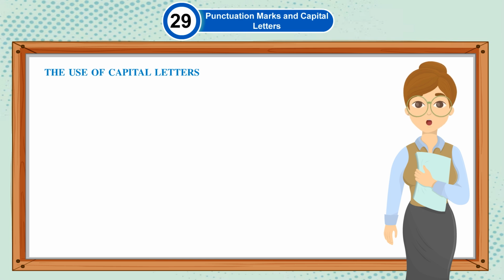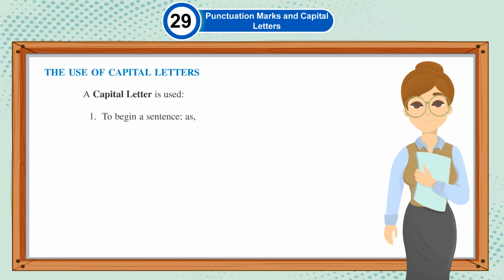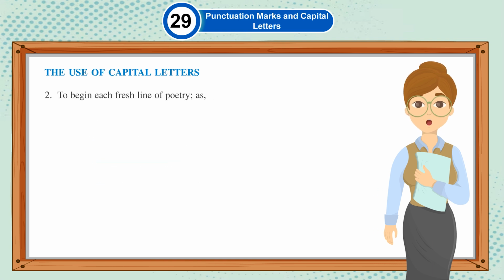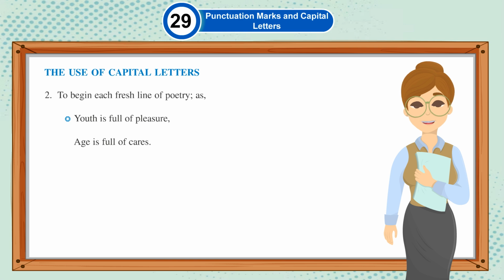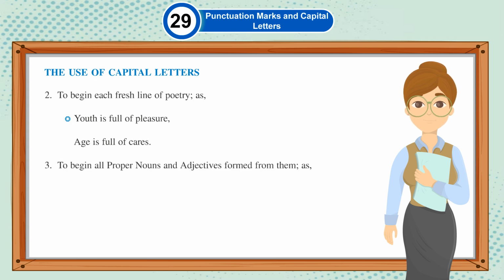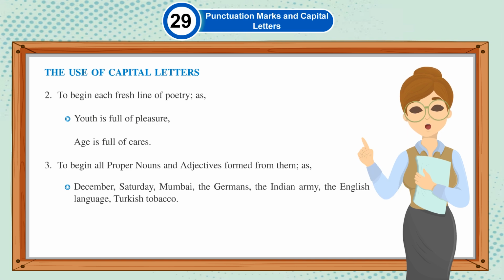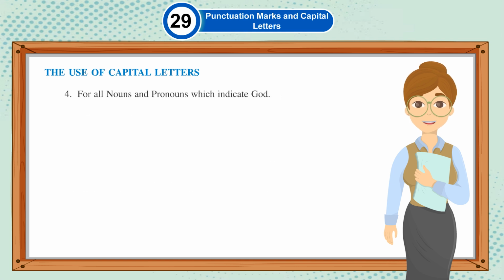The use of capital letters. A capital letter is used to begin a sentence, as: Work hard. Fish swim. We know the way. Who is the class monitor? To begin each fresh line of poetry, as: Youth is full of pleasure, Age is full of cares. To begin all proper nouns and adjectives formed from them, as: December, Saturday, Mumbai, the Germans, the Indian Army, the English language, Turkish tobacco. For all nouns and pronouns which indicate God.